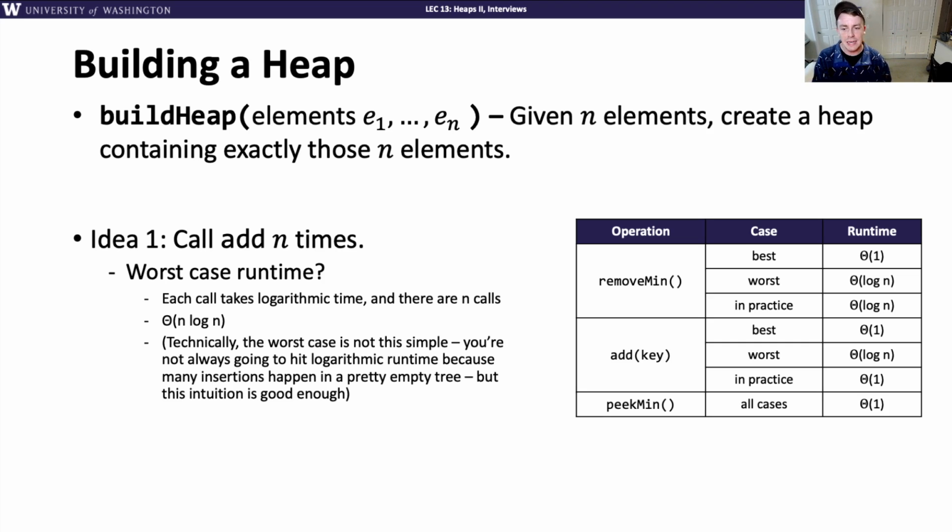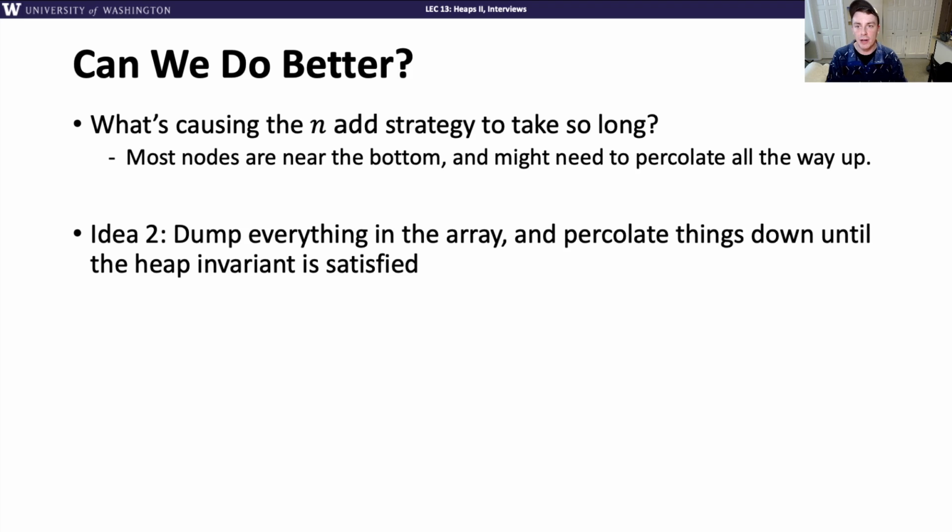Now, the reason is, even though most of the time you're not going to be hitting this worst case log n on each of those calls, because a lot of those calls are going to be going on an empty tree, this intuition is kind of the right thing. So there's a really non-obvious algorithm here that uses this array structure in a very, very clever way. So the question here is, can we do better?